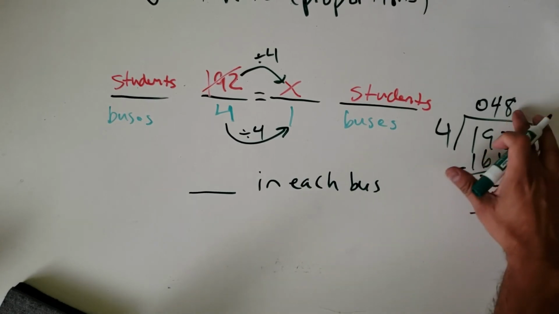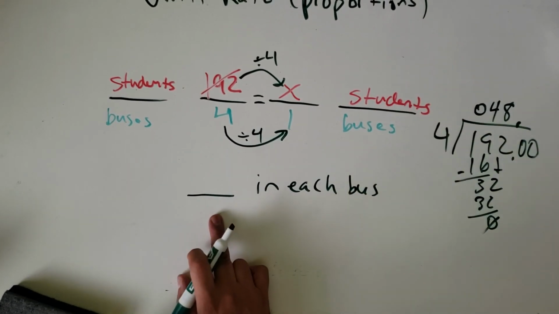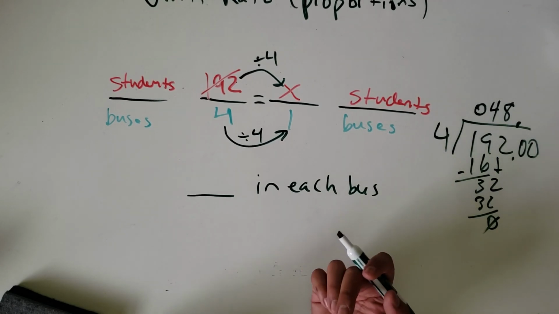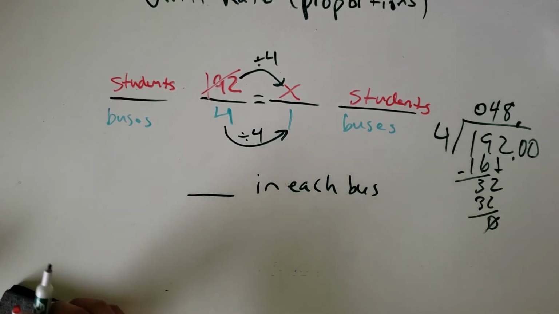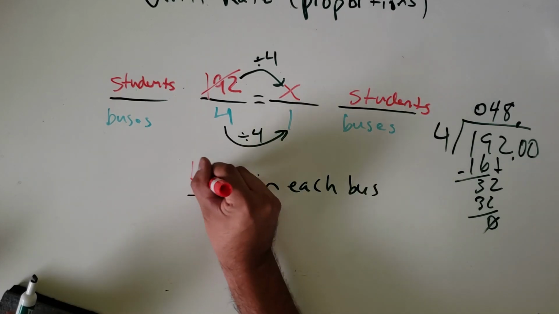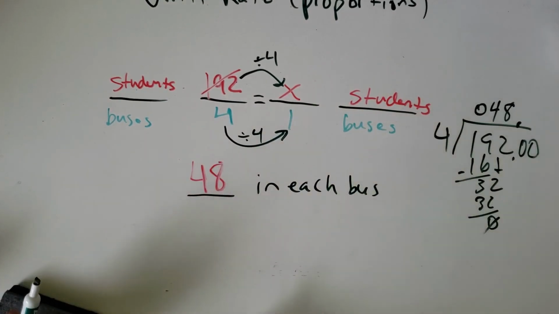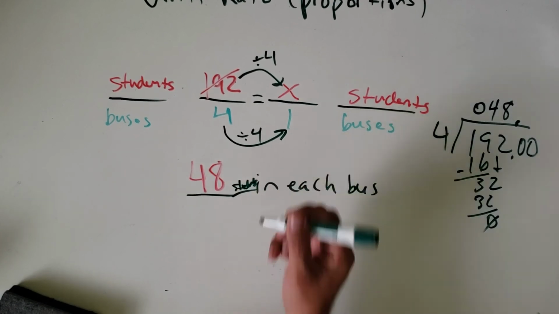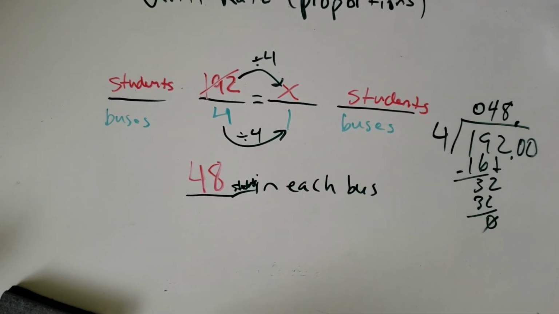Okay? So the good thing about this one is that it's talking about students. So I can't have like 48.3 students because I can't have part of a kid. That would be murder. So I'm going to put that in red as my answer. 48 in each bus. So that means 48 students. I know it doesn't say students, but it should. There. Students in each bus.